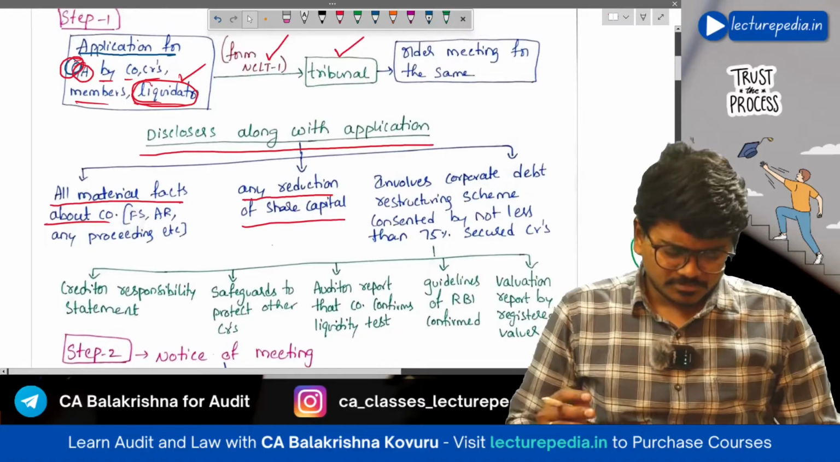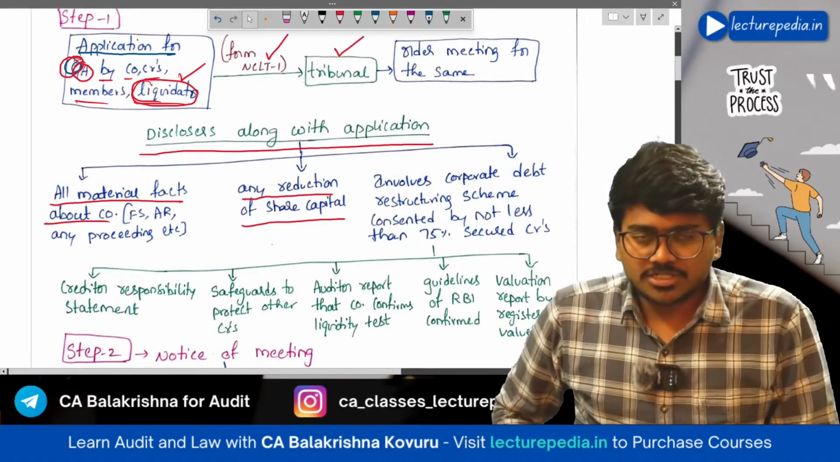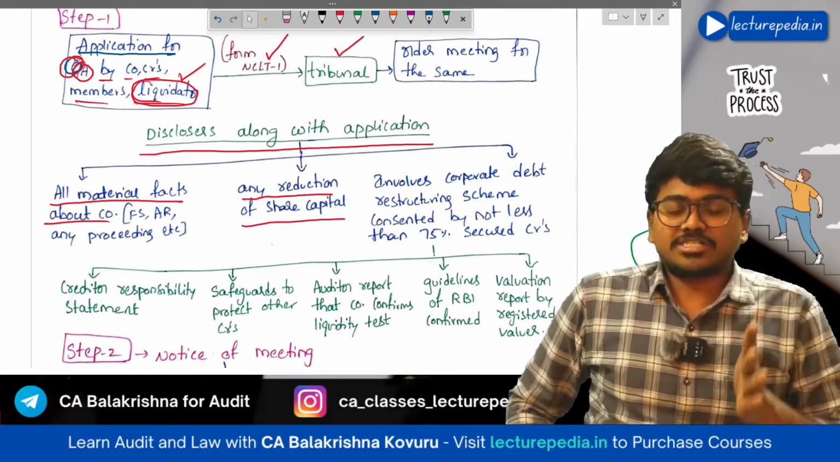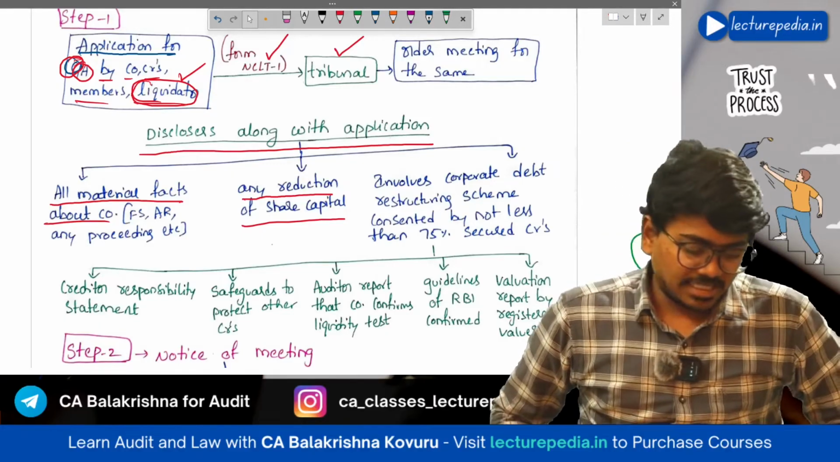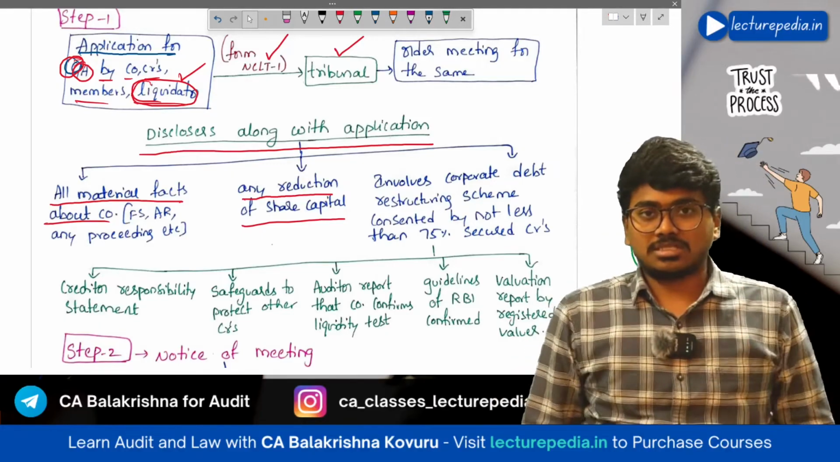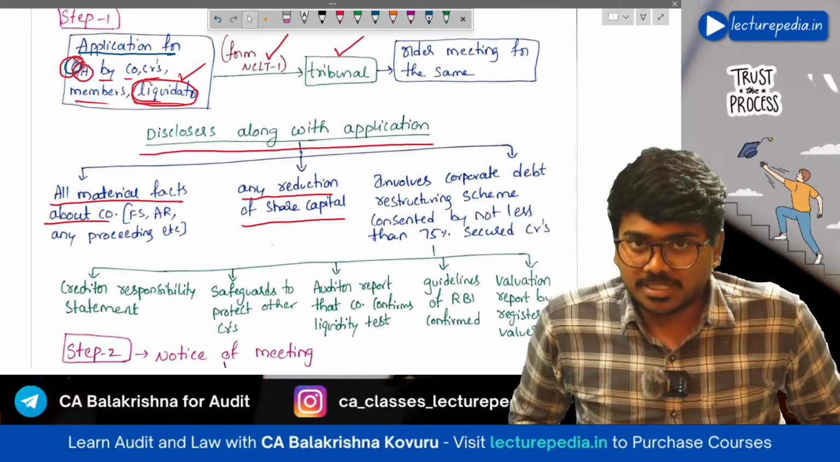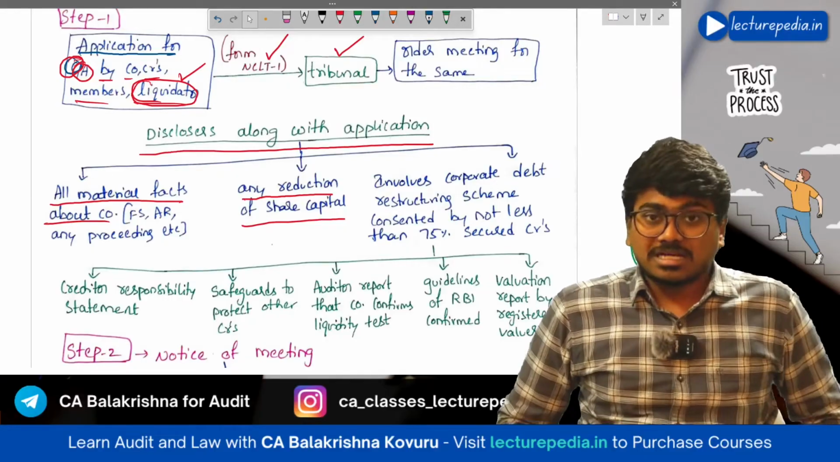Okay, so you just remember that along with the application, if this compromise or arrangement involves a reduction of share capital, you have to give the annexure of this reduction of share capital. Also, you need to disclose that this compromise or arrangement involves reducing shares of the company. As an annexure to the application, you have to give this disclosure.